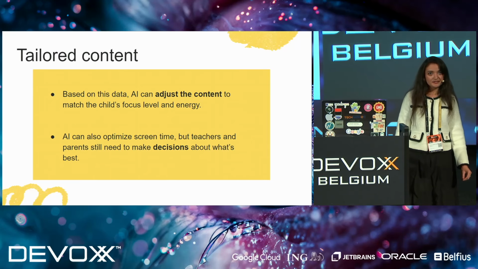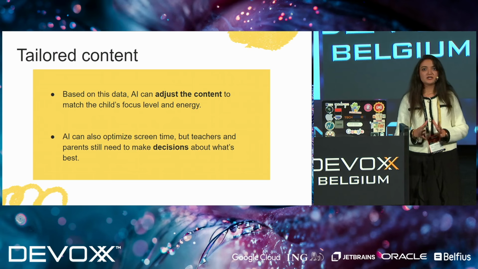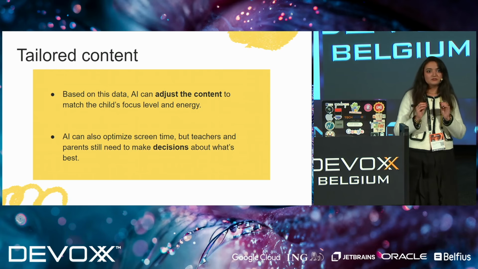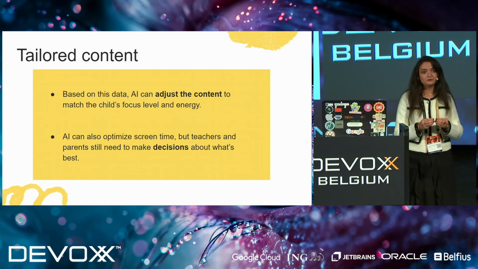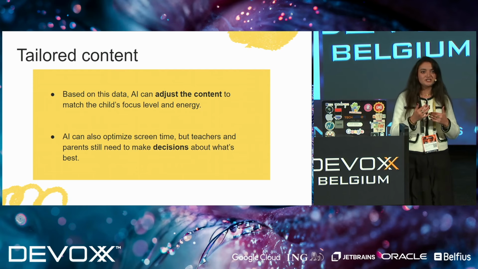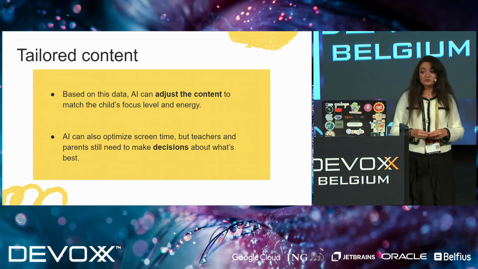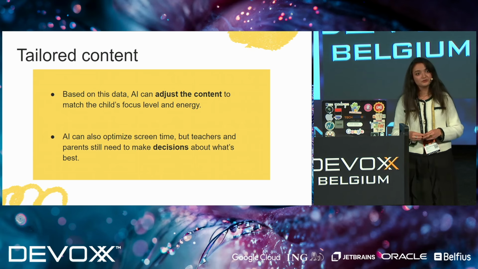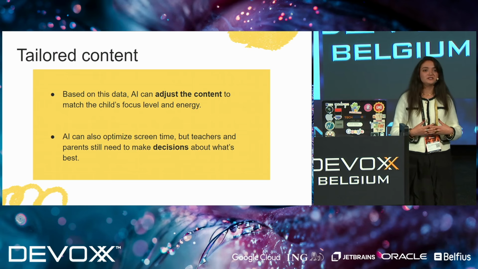So we're collecting all of this data and give it to our model. Usually they use kind of a reinforcement learning action reward algorithm. Give it the data, and then we can get a really tailored experience specific for your learner in real time. So the kid or the learner would interact with the platform in real time, and you would adjust to his attention span, to how he is reacting to the platform or the technology you're trying to teach him. As artificial intelligence can also optimize screen time, but as I said before, it is only up to you as a parent or as a teacher to decide how much screen time is needed for your learner.